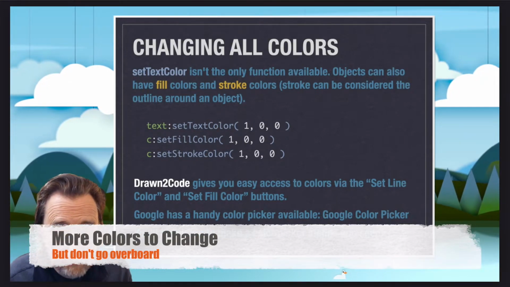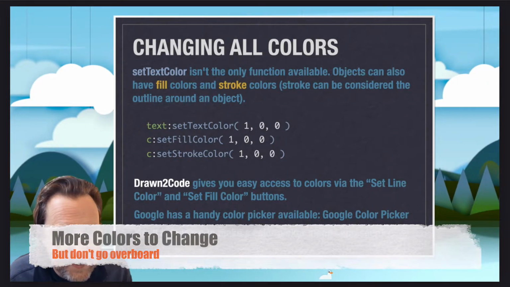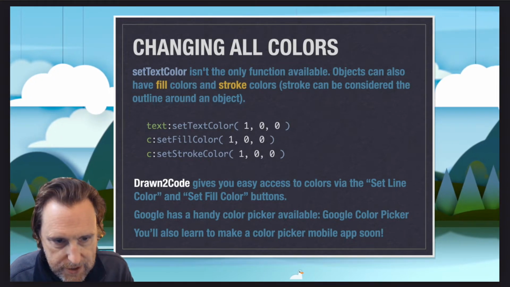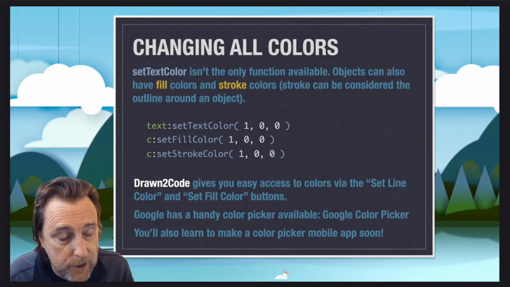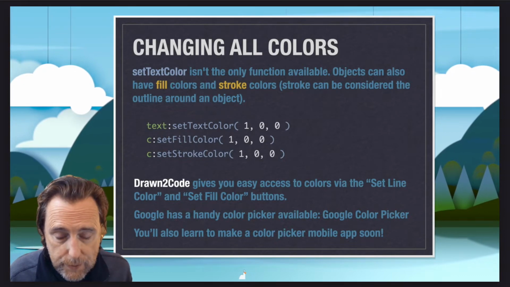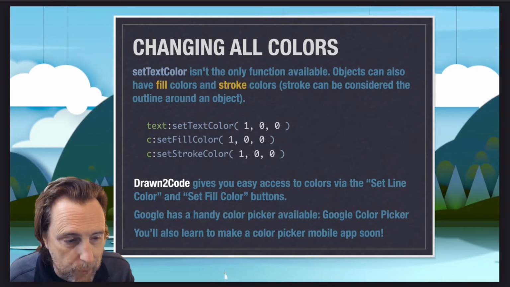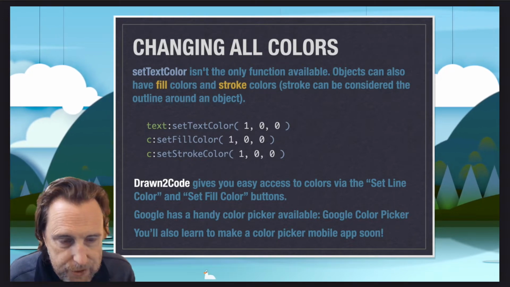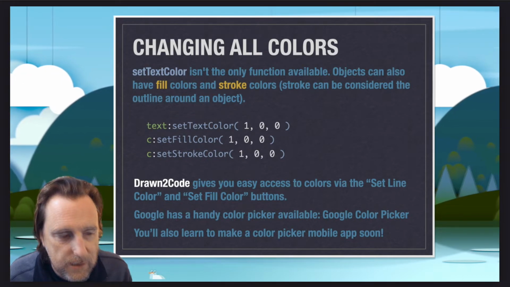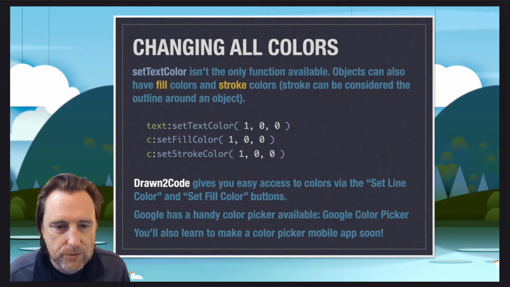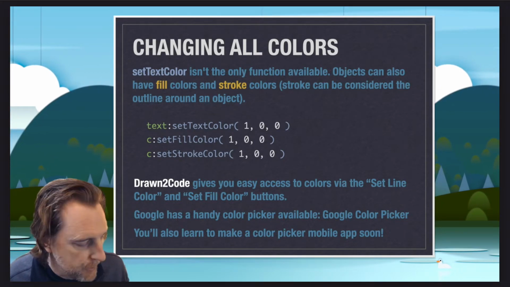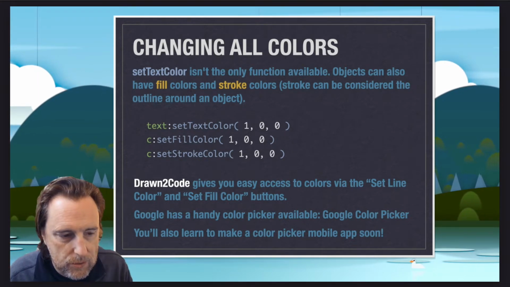Right, so you can change colors lots of different ways. For text, it's set text color. For all the other display shapes like circles and squares and rounded rectangles, you can use set fill color and set stroke color. Again, in Drawn2Code, you'll have two buttons for something like a circle, and one of them will be the fill color and one of them will be the stroke color. The only caution is that for the display shapes, whatever it is, a polygon, the default stroke width is 0 in Solar 2D.